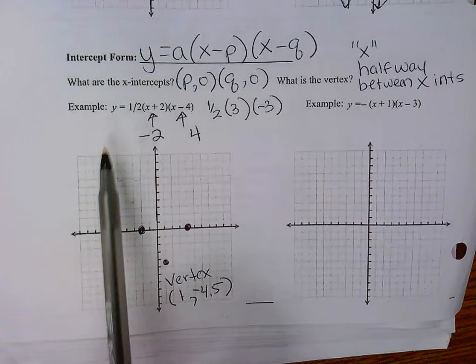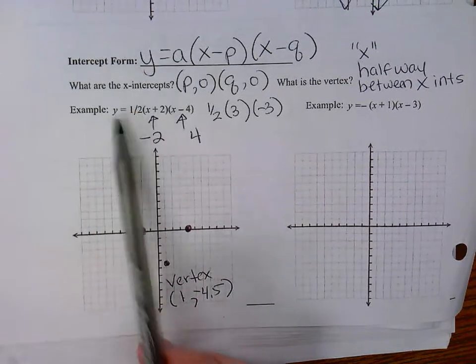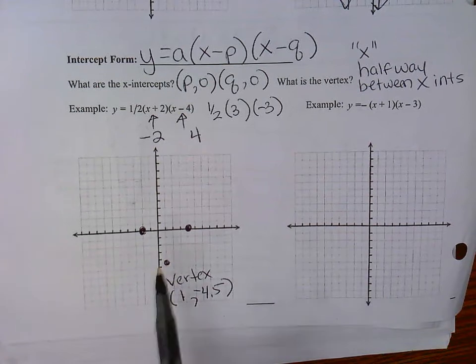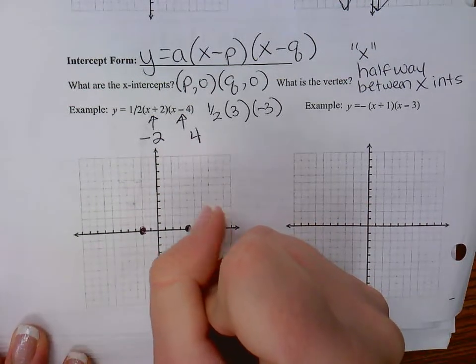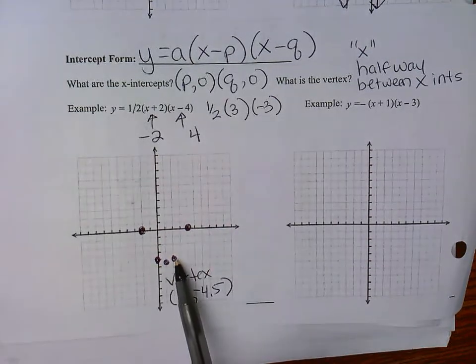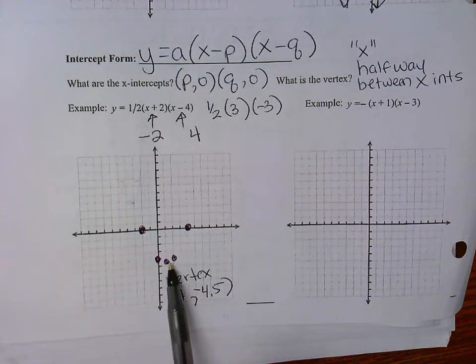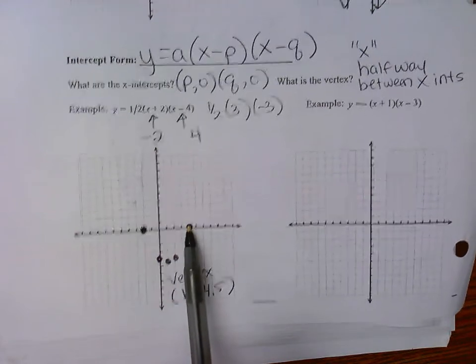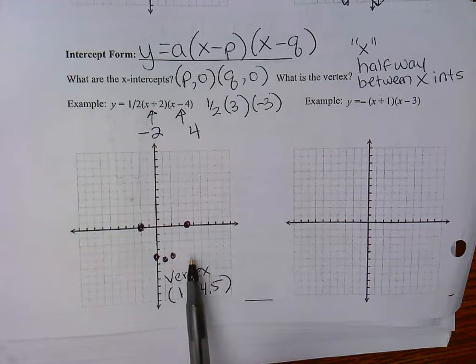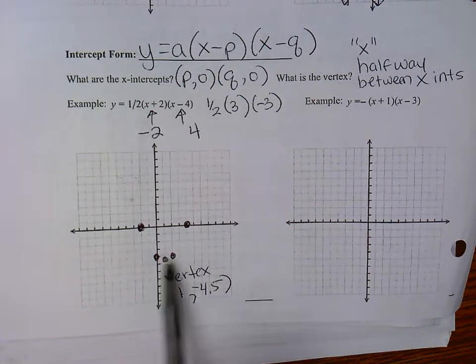And it's stretched by a half. So it should make sense that from the vertex, if I go over 1, I'm only going up a half. So it actually hits the y-intercept on an integer. And then see how when we go over 3, we go up 4.5 and we hit that point right there? Right, it's half as steep. Over 3 is usually up 9. Over 3 this time is up 4.5.